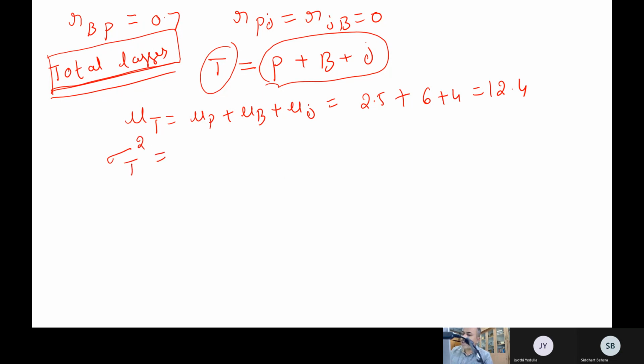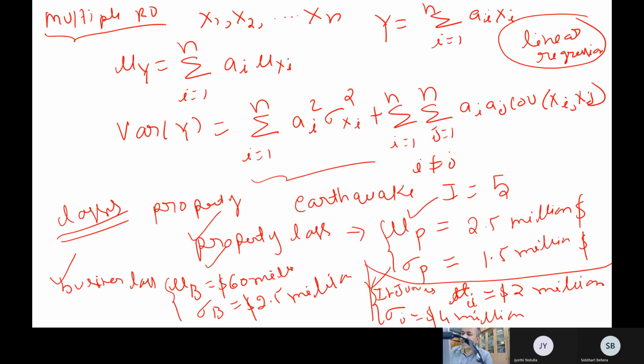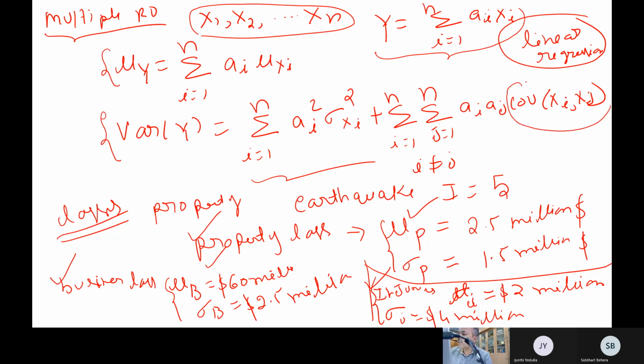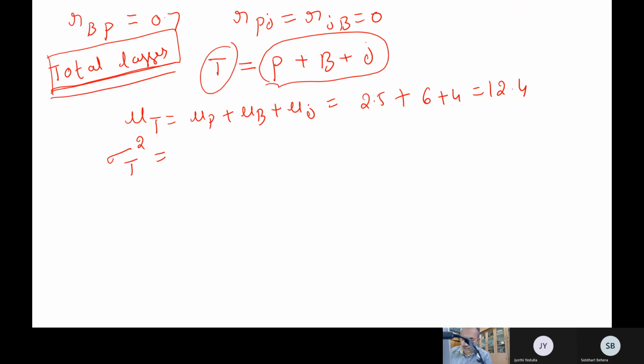So now for finding the variance, last class we have already seen. If we are having n random variables, and if y is a new random variable which is the sum of all these individuals, so this is the mean value and this is your variance value. Okay, but only thing here is you will have a covariance term. But now we are assuming that in this problem, property and business are correlated. Other things are not at all correlated.